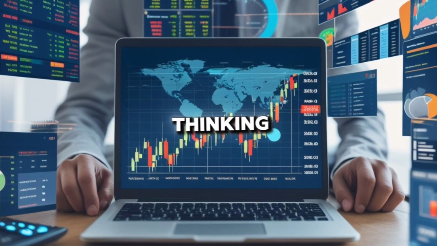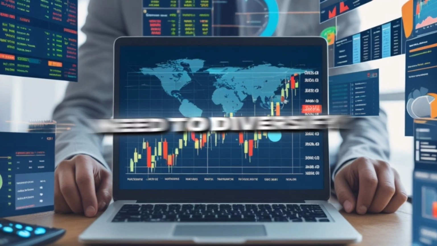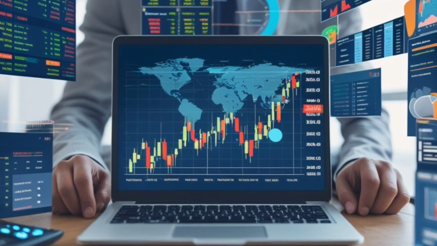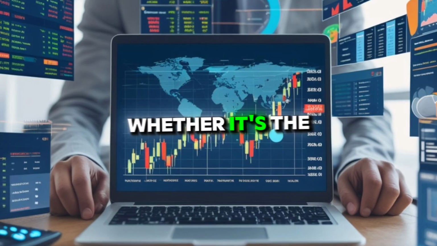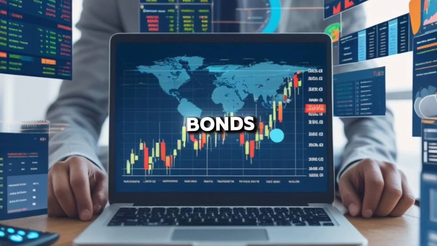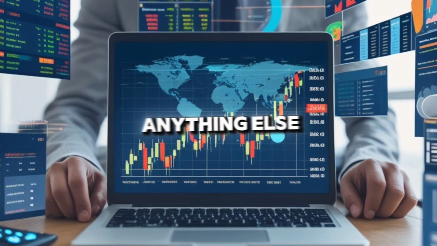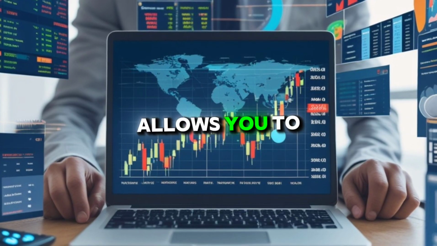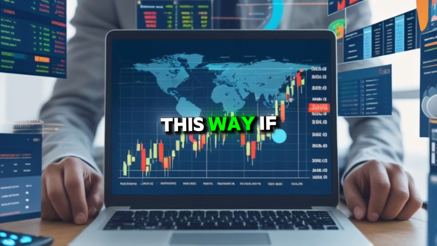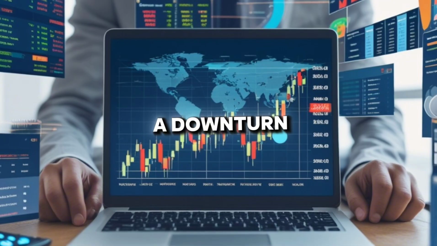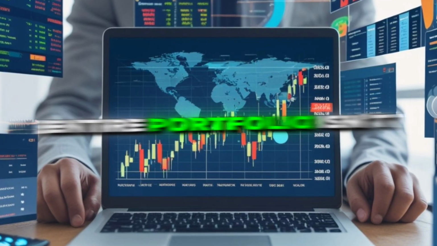Now, many of you might be thinking, why do I need to diversify? The answer is simple: risk. Every investment comes with risk, whether it's the stock market, bonds, real estate, or anything else. Diversifying your portfolio allows you to spread that risk around. This way, if one market takes a downturn, your entire portfolio isn't wiped out.